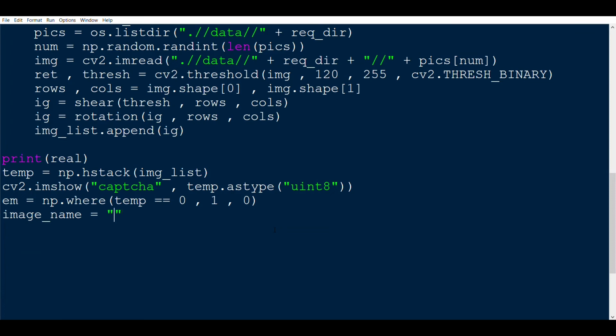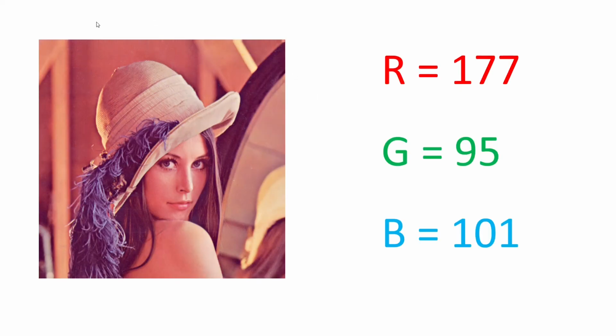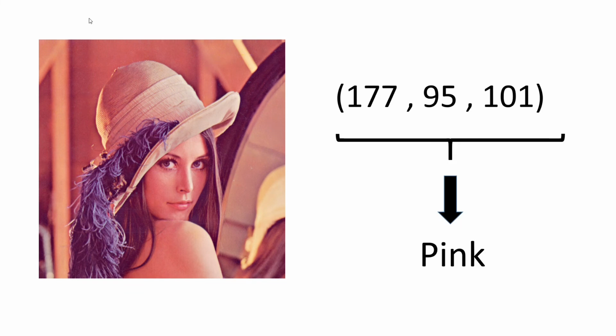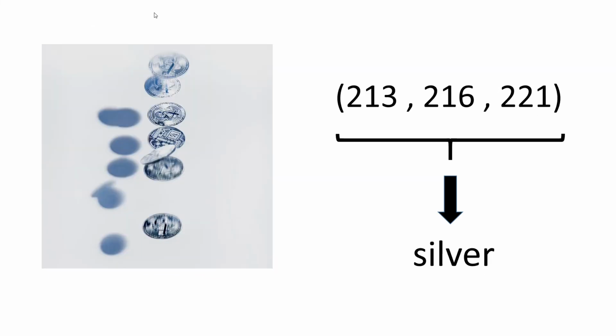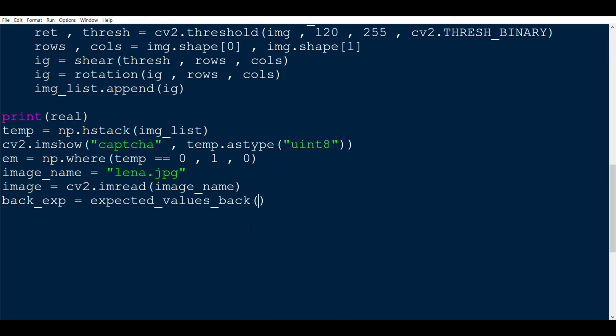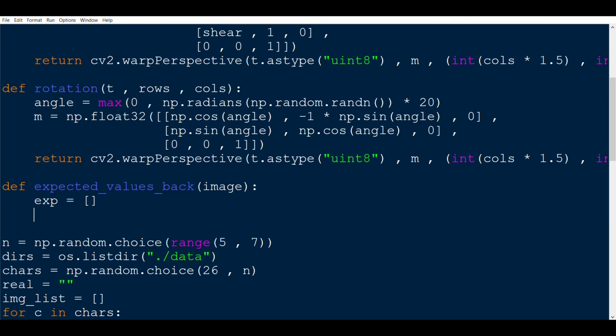We then take an image from some place and then find the dominant color, or to be precise, the pixel value that is most common in the R, G and B components of the image. So for the Lena image, it will be red, or to some extent pink. Different images will have different dominant colors. So we will now define the expected value function and then split the image into blue, green and red channels.